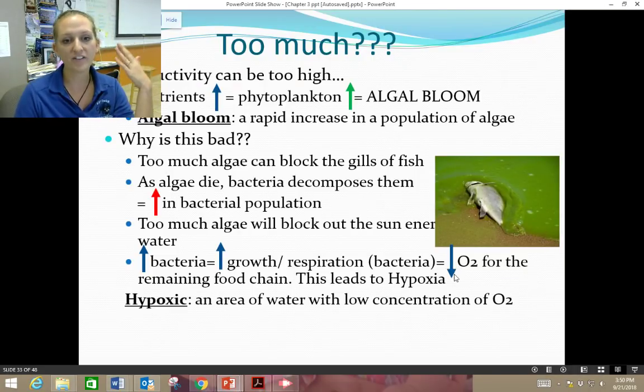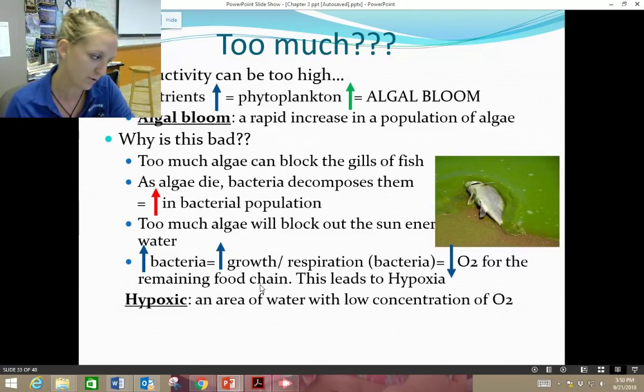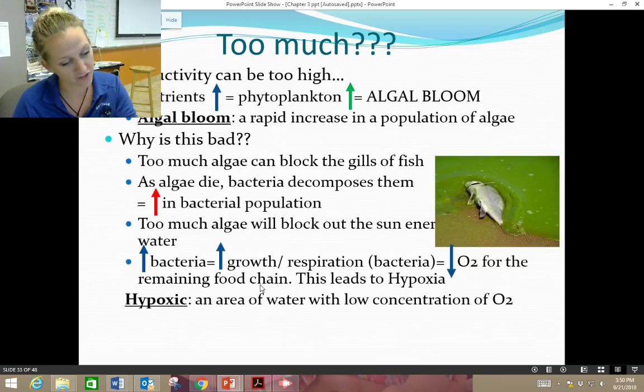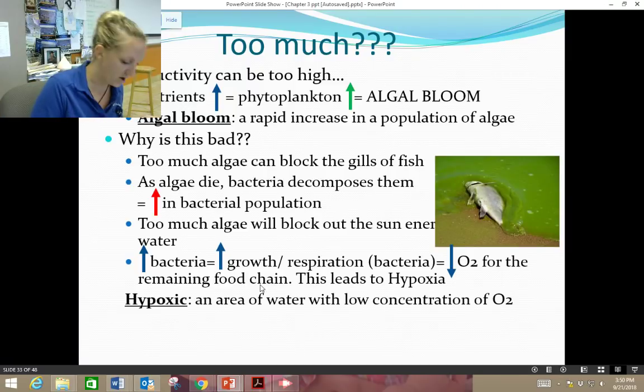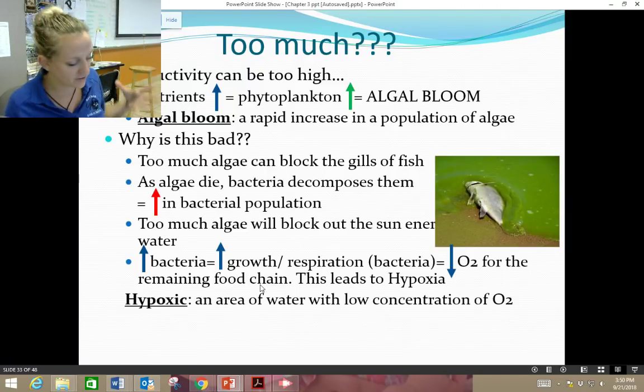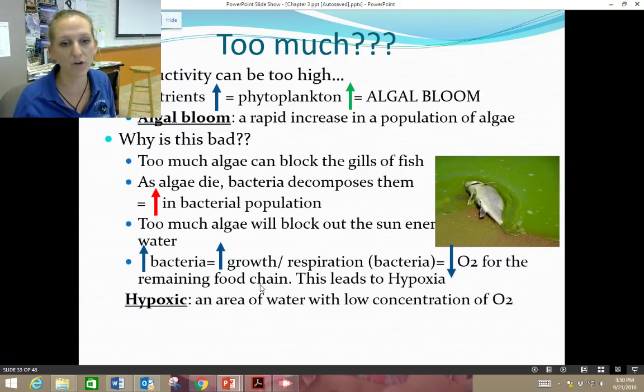That's going to cause a hypoxic situation. So we're going to lose oxygen for the remaining food chain because the bacteria are taking it all to decompose the algae. Well, the algae aren't there anymore doing photosynthesis because they died. So now our oxygen inputs are gone. The oxygen that was in the water is now being used up by bacteria. No good. So this leads to hypoxia.